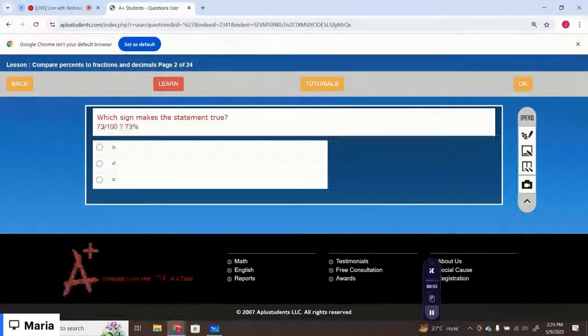Which sign makes the statement true? 73 over 100 and 73%. Just convert both of them into percentage form. So 73 over 100 is 73%. So both sides are exactly equal. Option number 3 is the correct option.